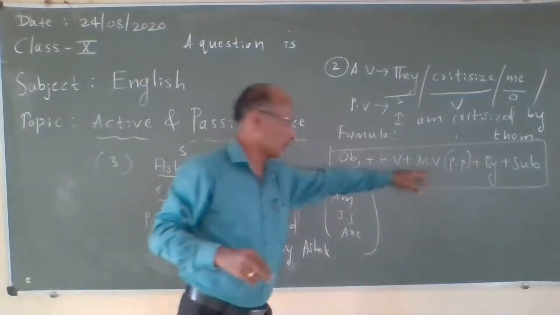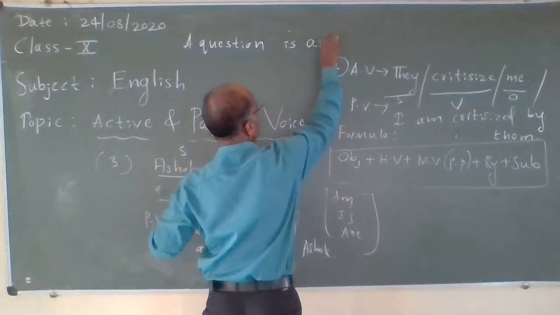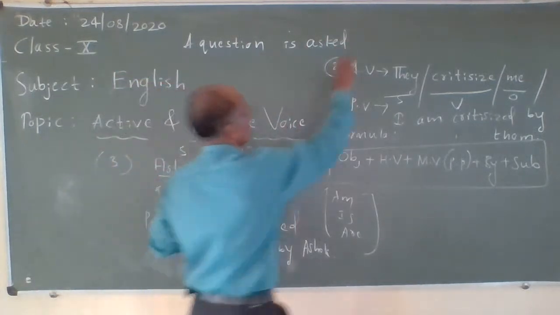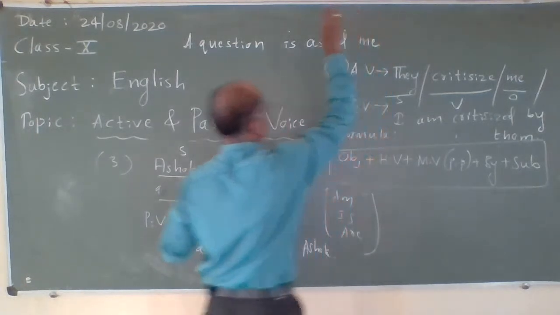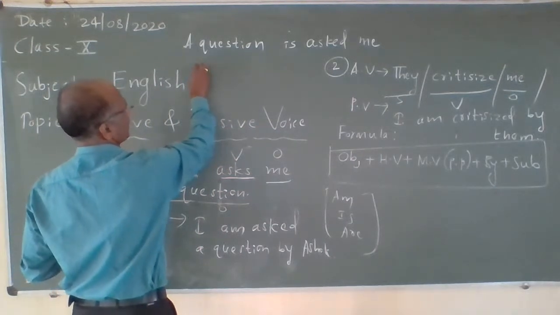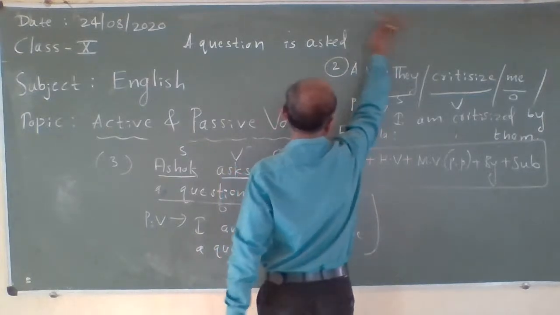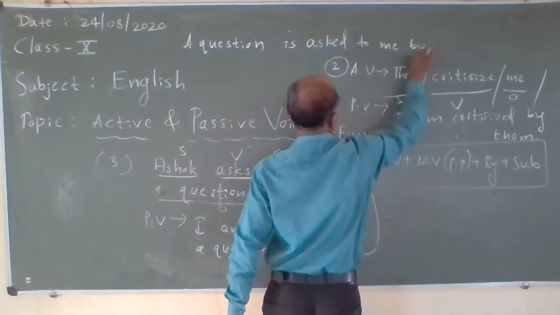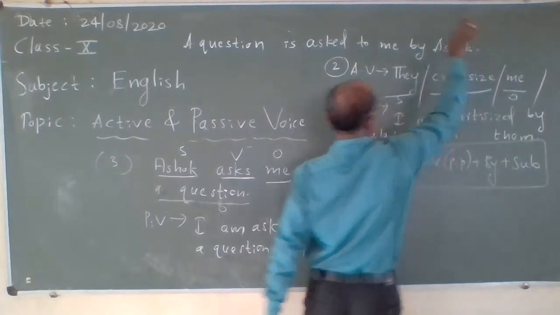Next, the main verb. The main verb is ask. A question is asked. A question is asked to me. The question is asked to me by Ashok. Right.